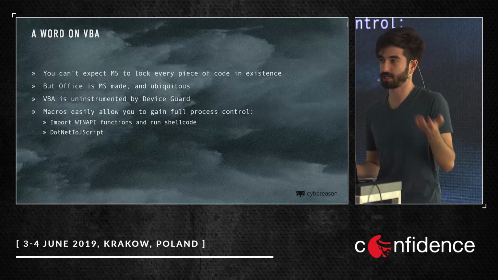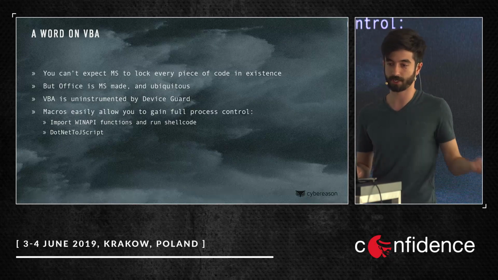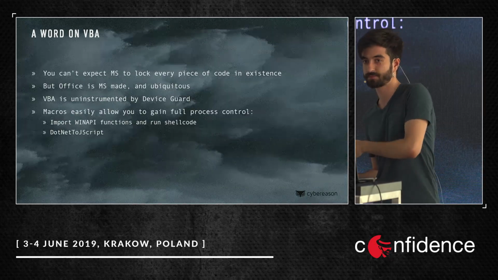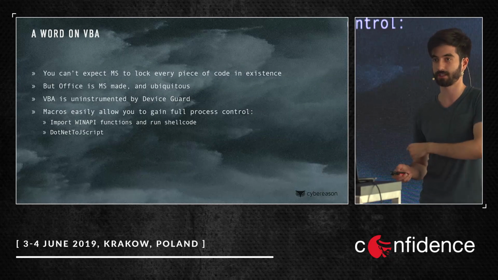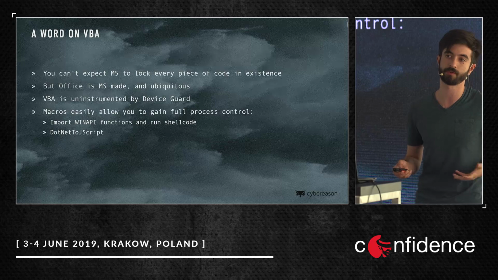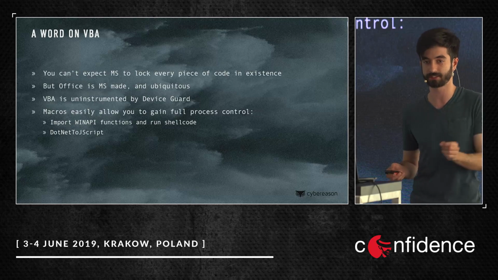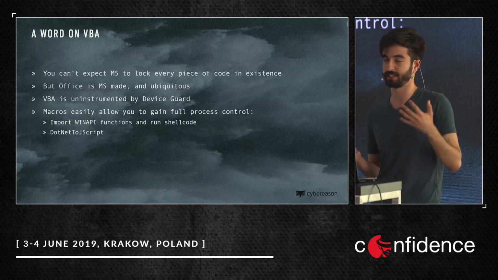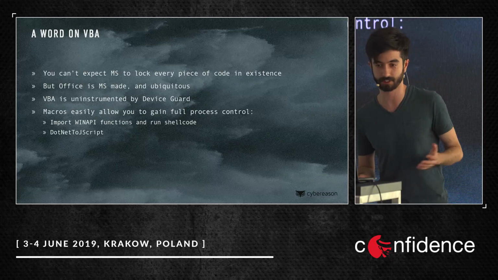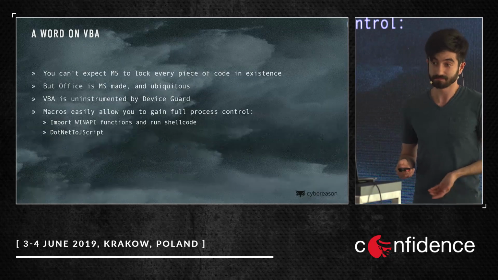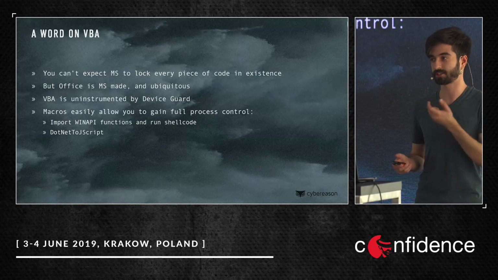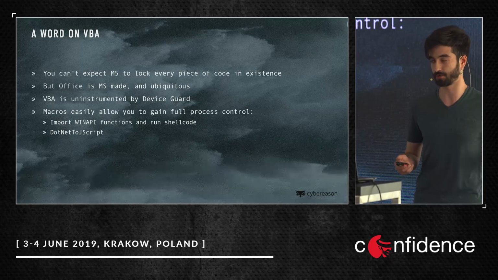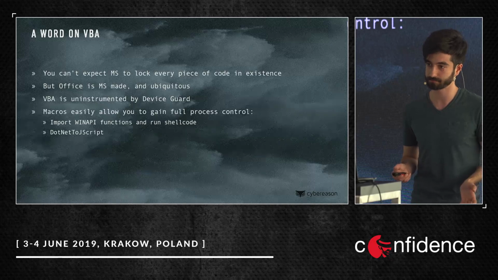First of all, you could just import WinAPI functions and run whatever shellcode you want. And macros also have COM functionality, meaning that you could abuse COM objects to execute techniques such as .NET to JScript, which will also lead you to full arbitrary code execution. And this whole thing is not instrumented by device guard, meaning that nothing is stopping you the moment you run a macro from doing anything you like on the machine.